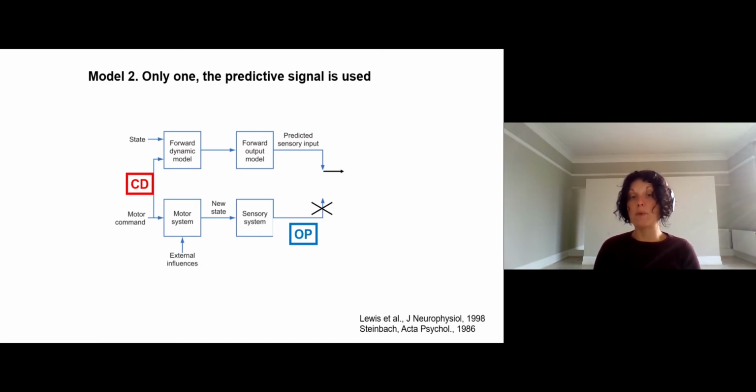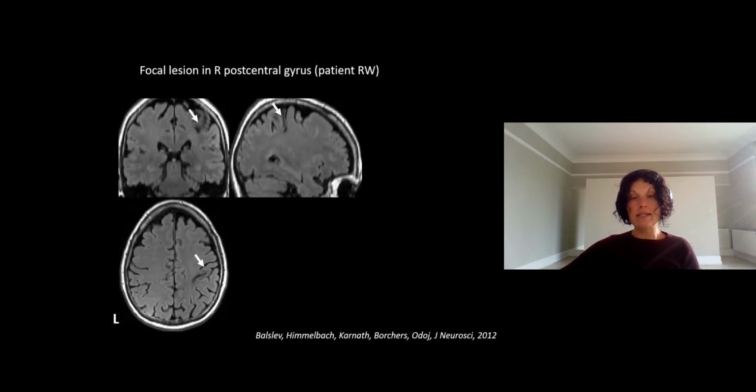Steinbach proposed that ocular proprioception is used as a long-term calibrator of the corollary discharge. Steinbach worked with patients with strabismus. So I had the opportunity to work with a patient, RW, who had a focal, very localized, very small lesion in the somatosensory cortex, and you see the arrow that indicates the lesion.